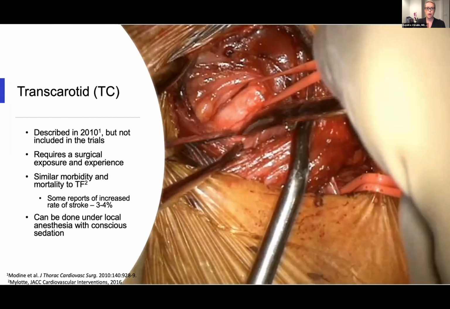Moving on to transcarotid, described in 2010, but not included in any of the trials, requires a surgical exposure and experience from the operator's standpoint, similar morbidity and mortality to transfemoral, with some reports of increased rates of stroke up to 4%. It can be done under local anesthesia with conscious sedation and next day discharge, but really this is a procedure that the surgeon needs to be comfortable with in order to use this as your alternative access of choice.